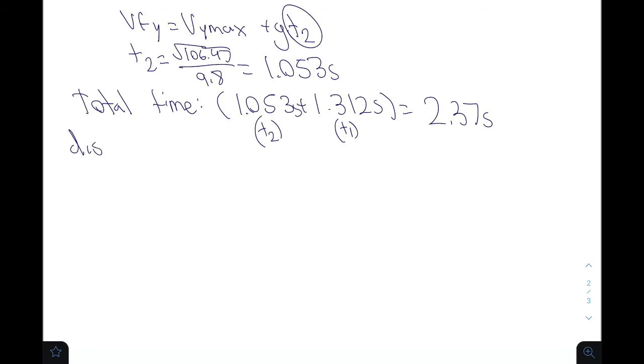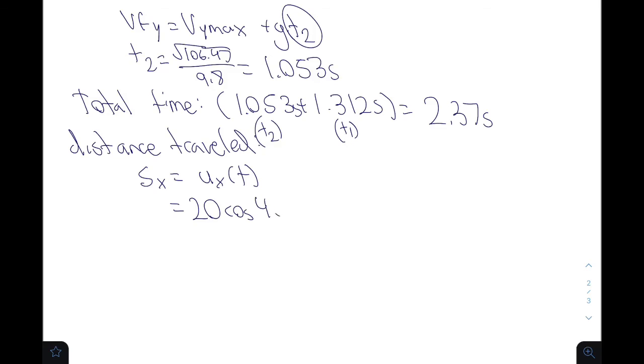And we can use that to find the distance traveled. Since the x velocity is constant, there's no acceleration on it, we can just do Sx equals Ux times total time, which is equal to 20 cosine 40 times 2.37 seconds. And that will give you the final answer of 36.23 meters.